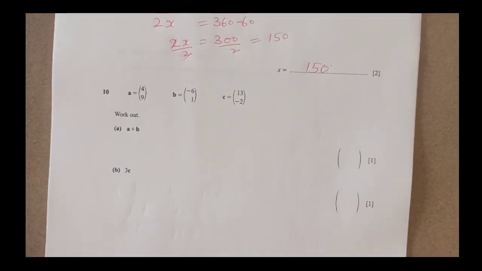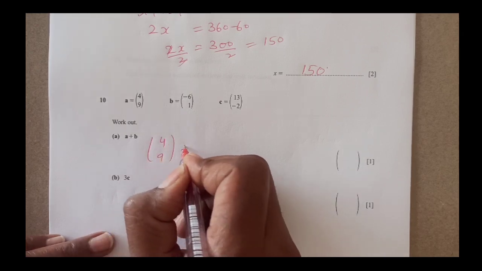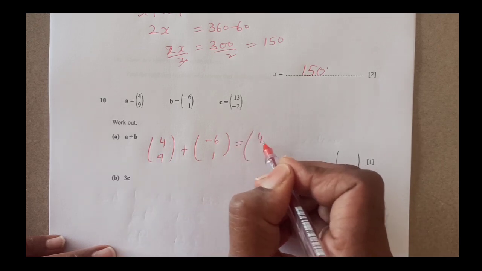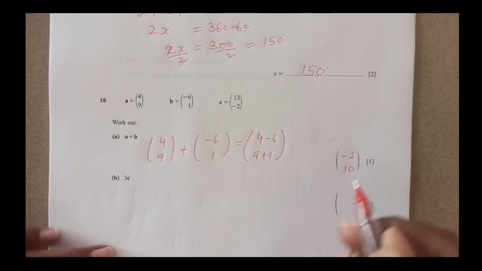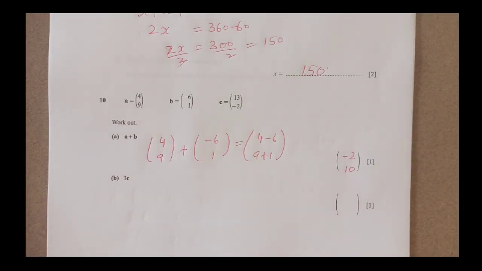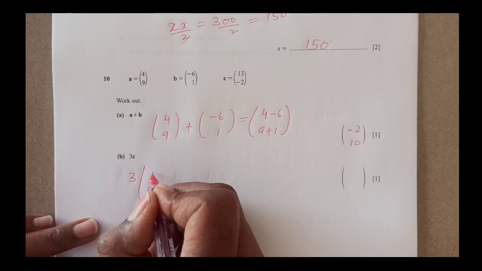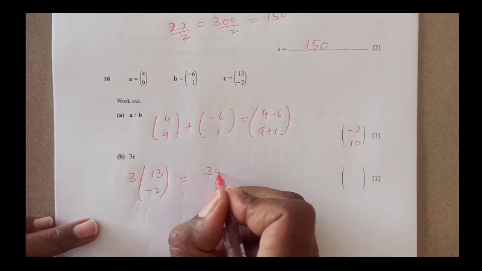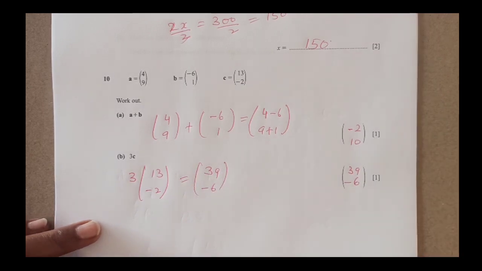Now number 10, part A plus b. A is (4, 9), b is (negative 6, 1). So 4 minus 6, then 9 plus 1, this is (negative 2, 10). Then next one we have 3c. 3c means we are going to multiply 3 to all the elements there. 3 times 13 is 39, 3 times negative 2 is negative 6, so (39, minus 6).